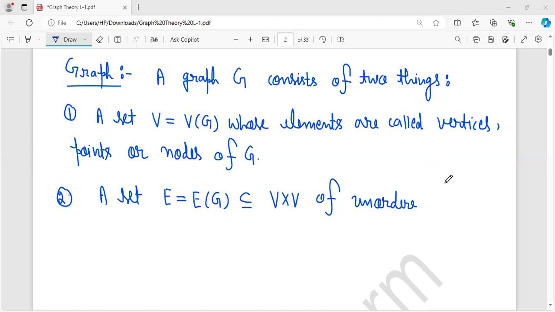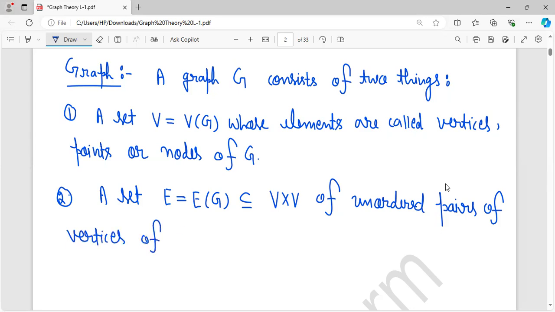So a set E is equal to EG, a subset of V cross V of unordered pairs of vertices of G. So we are writing V cross V. We know that V cross V is actually ordered paired elements, but somehow we are saying that this is a subset of it, but we are taking unordered pairs.